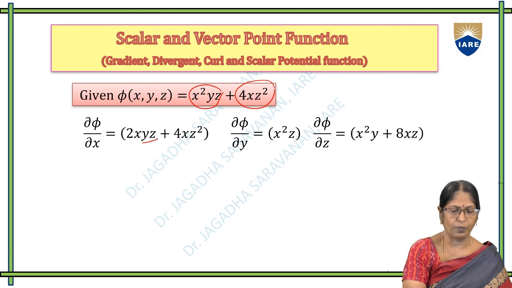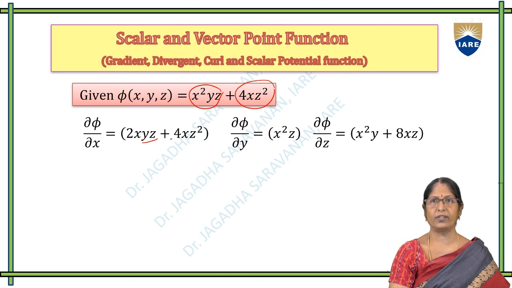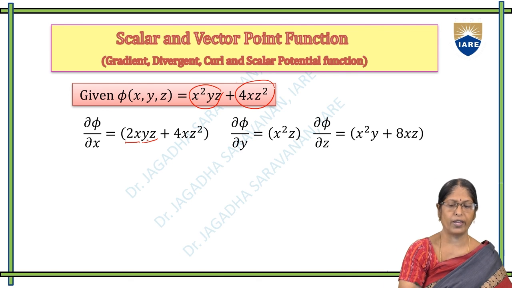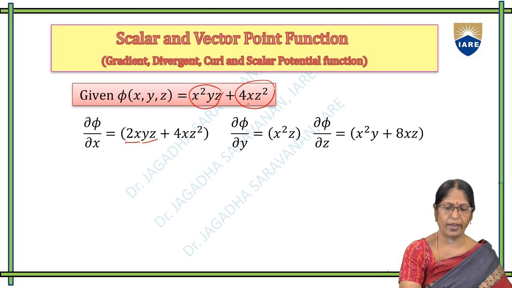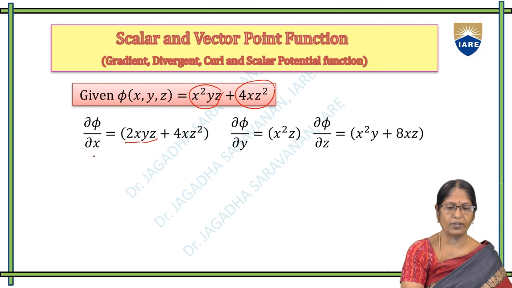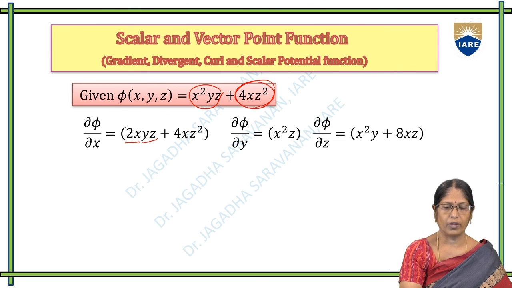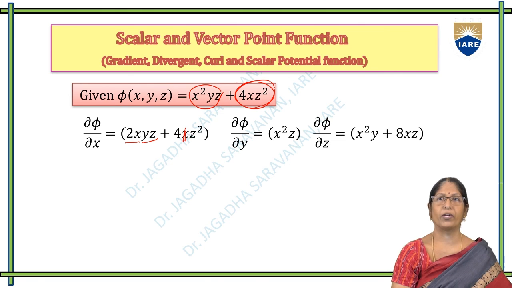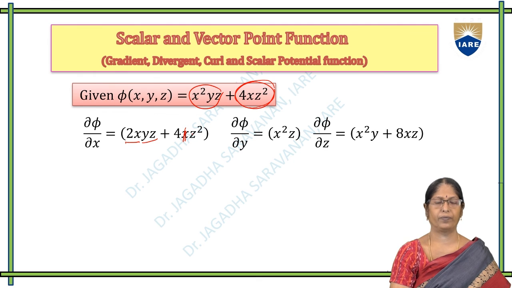Y, z, treating them as constant, we will write it as it is. X square, that is 2x. Here x, we can see it in this place also. Here x should not come at all. 4z square.